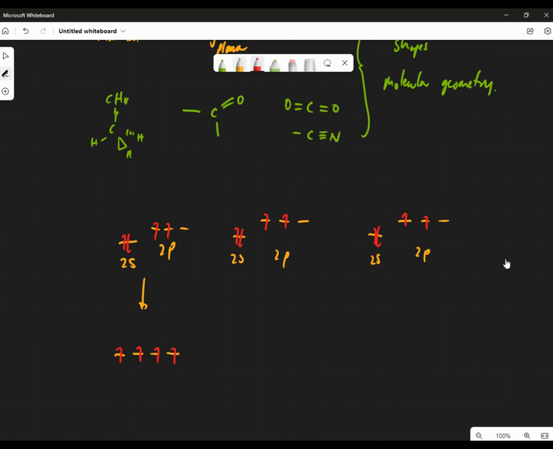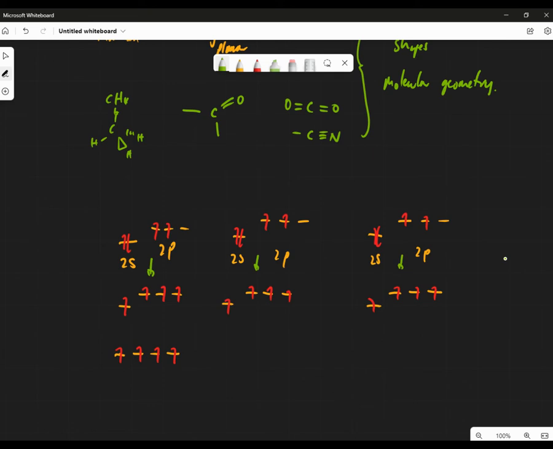Let me do promotion first because I think I've missed out a step. So first of all, we're going to promote that. This is the promotion stage, and the promotion stage looks exactly the same in each case. So all I've done is promote one of the s electrons to the p. This stage is known as promotion. So there we go, we've promoted. And then we get hybridization.